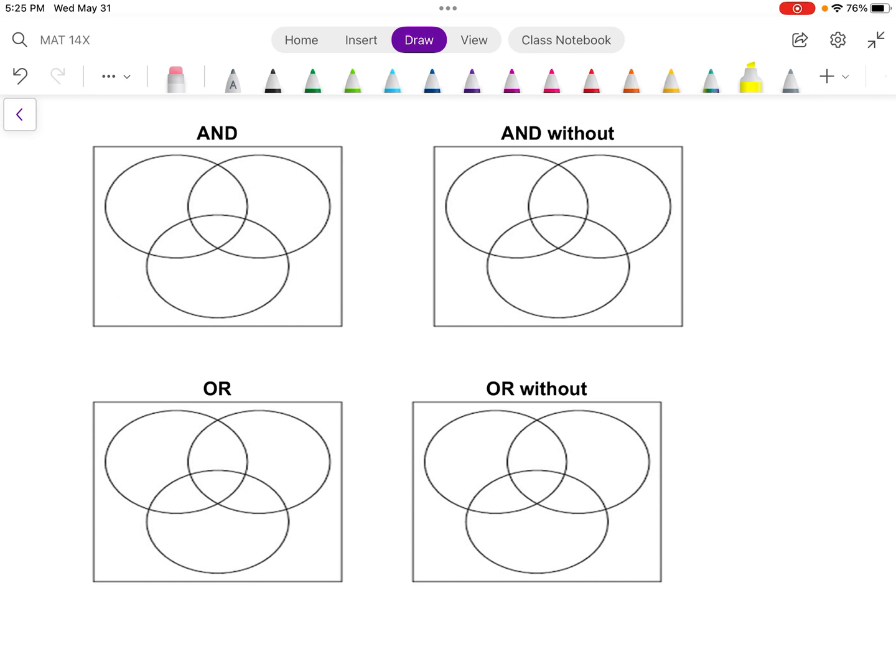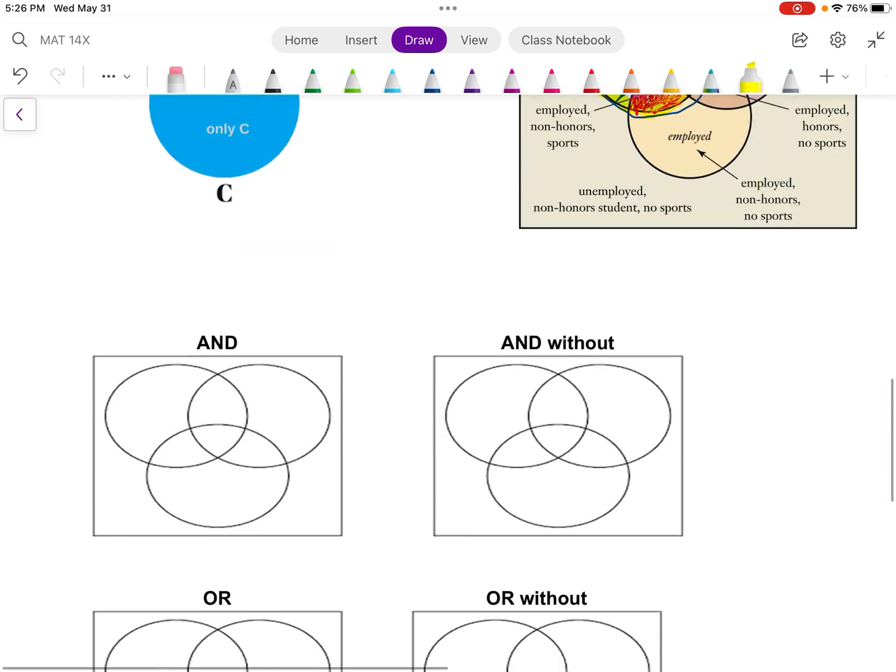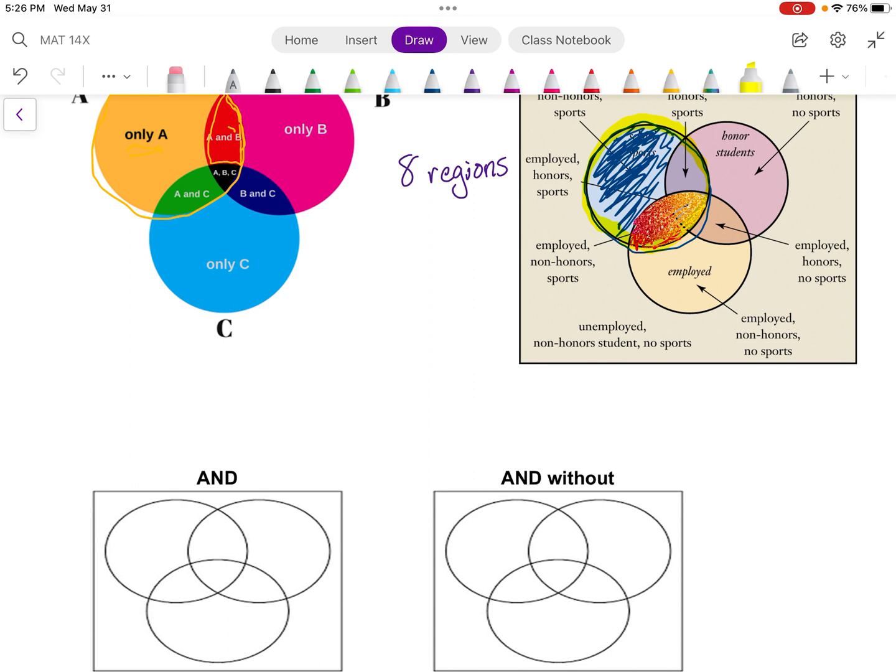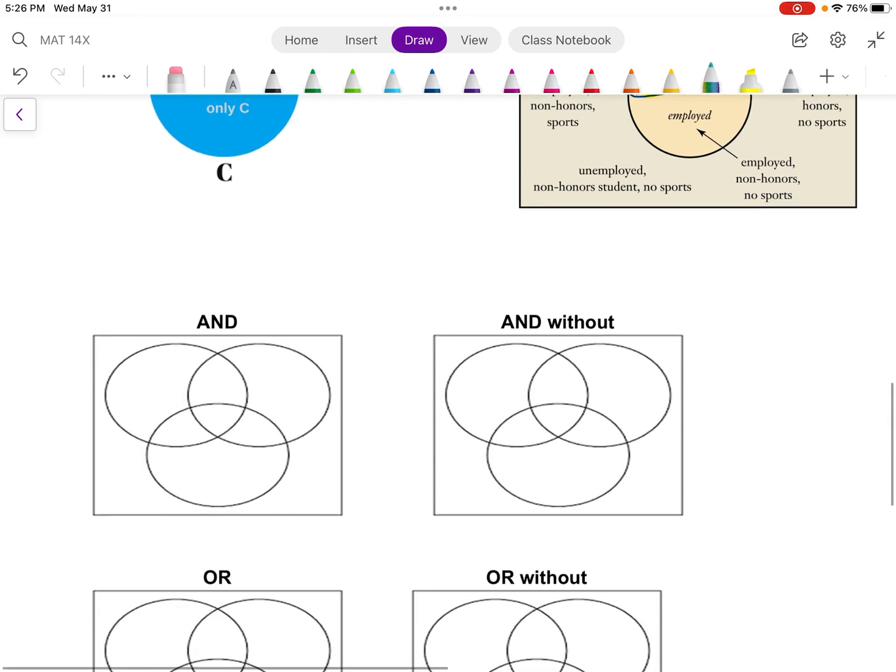So and would be, and I'm going to keep with the highlighter for this one, and would be just like we talked about with the rainbow up here, or maybe I'll keep with the rainbow, and would be the total overlap.